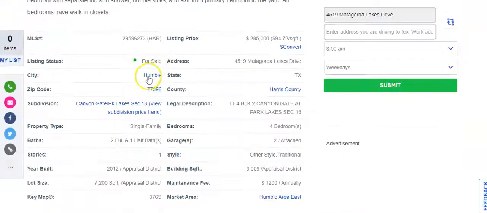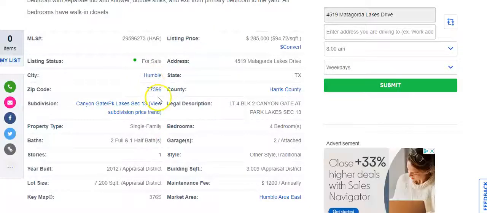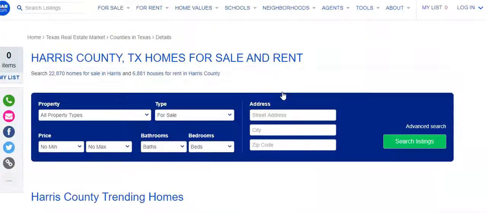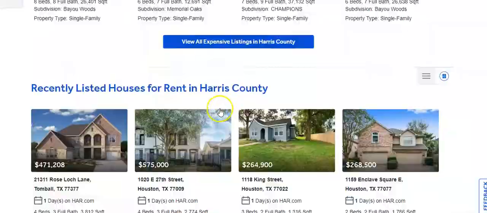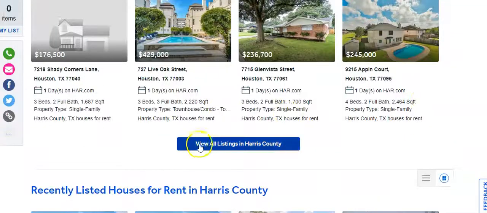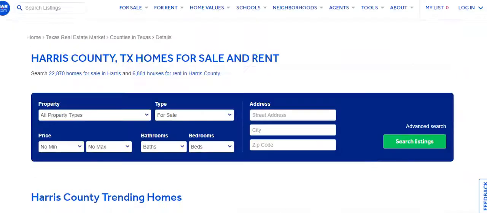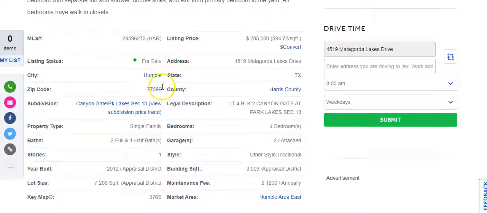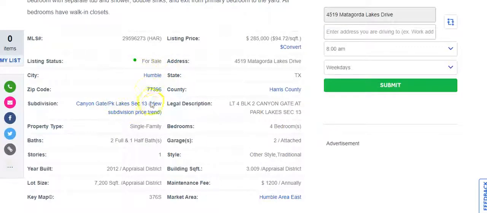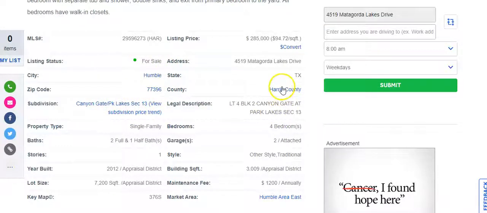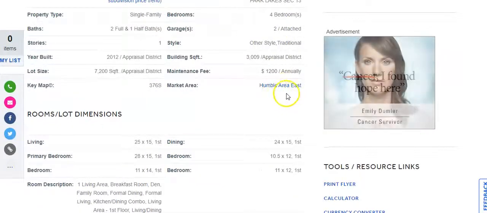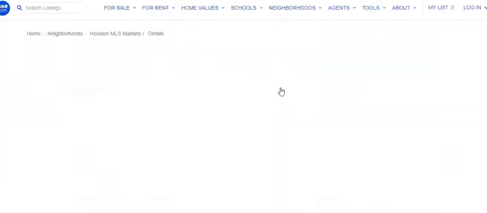Remember, all of these links are clickable. The city, the zip code, the subdivision, also Harris County. The county is clickable. So you can read information here, see other houses that are available within the county. And again, I'm just getting that information from here. All of these links that are highlighted in blue are clickable. You can also click the market area.